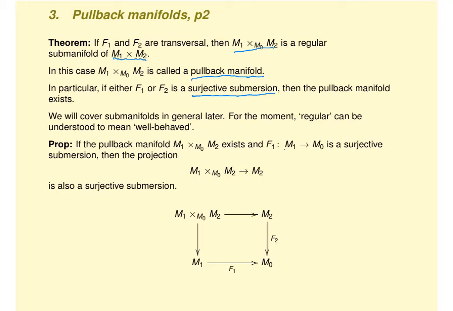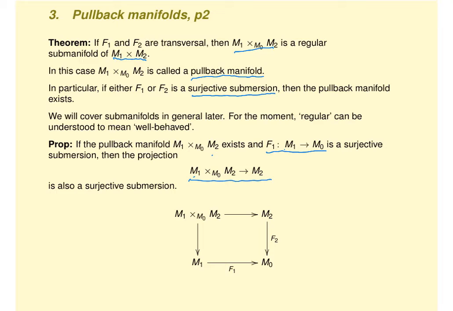So here's a little proposition, or perhaps even just a lemma, or perhaps even just a remark. Suppose that the pullback manifold does exist, and suppose that one of the maps is a surjective submersion. So I'm not actually assuming that the pullback exists because of a submersion condition. I'm just assuming that the pullback manifold exists, and in addition, I'm assuming that F1 is a surjective submersion. Then it follows that the opposite projection, just a projection of the pullback onto M2, is a surjective submersion.